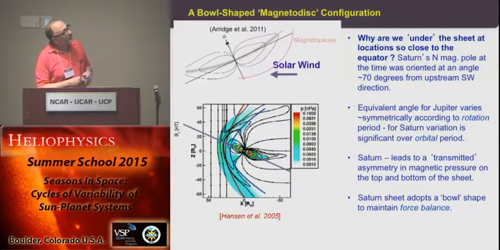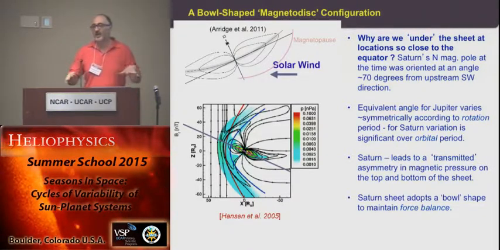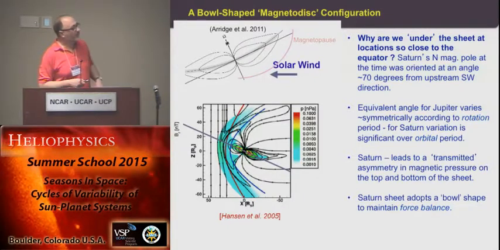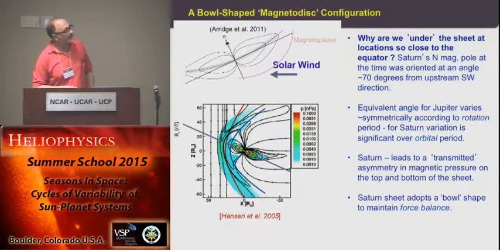The equivalent angle for Jupiter varies symmetrically according to its rotation period because of Jupiter's dipole tilt with respect to its rotation axis. But for this solar wind dipole angle to change significantly at Saturn, we require orbital periods to pass, approximately 30 years. Okay, so the idea is that this effect at Saturn leads to a transmitted asymmetry in magnetic pressure on the top and bottom of a planar current sheet, which causes it to adopt this bowl-like shape. This is consistent with MHD simulations of the planet's magnetosphere, such as those shown here by Hansen et al.